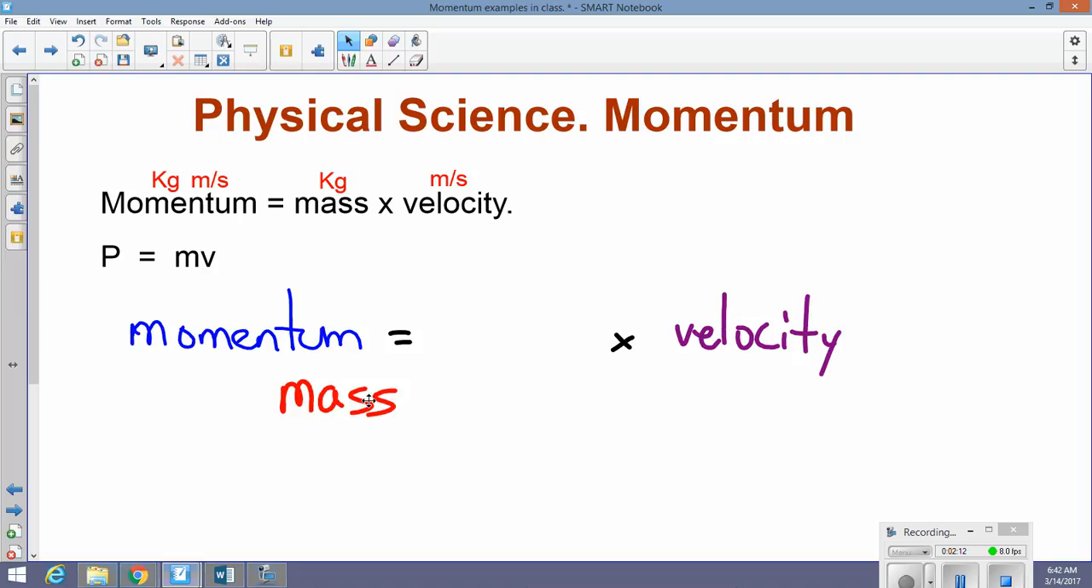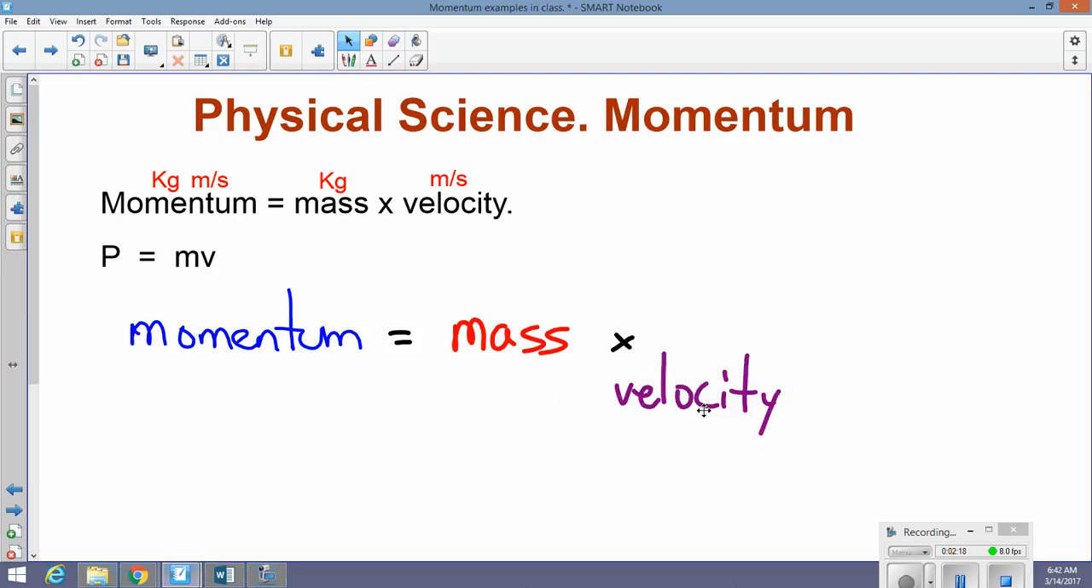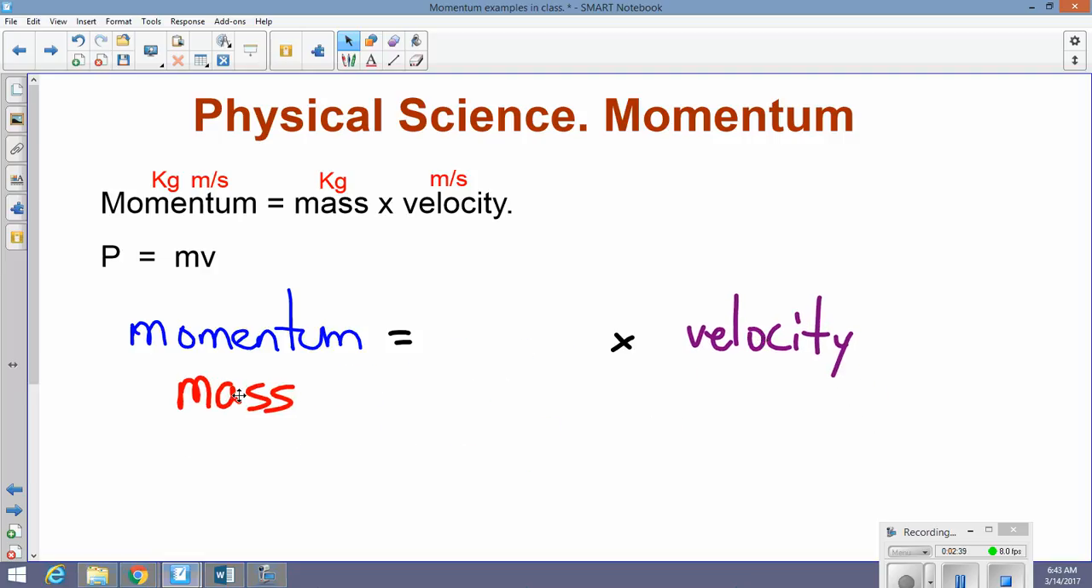Okay, back to the original. What if I'm looking for mass? Okay, so I will bring velocity down. Now I have momentum divided by velocity equals mass. If you notice, at no moment have I moved momentum. It stayed put. I either bring the velocity down to find mass or bring the mass down to find the velocity. And don't forget the units.